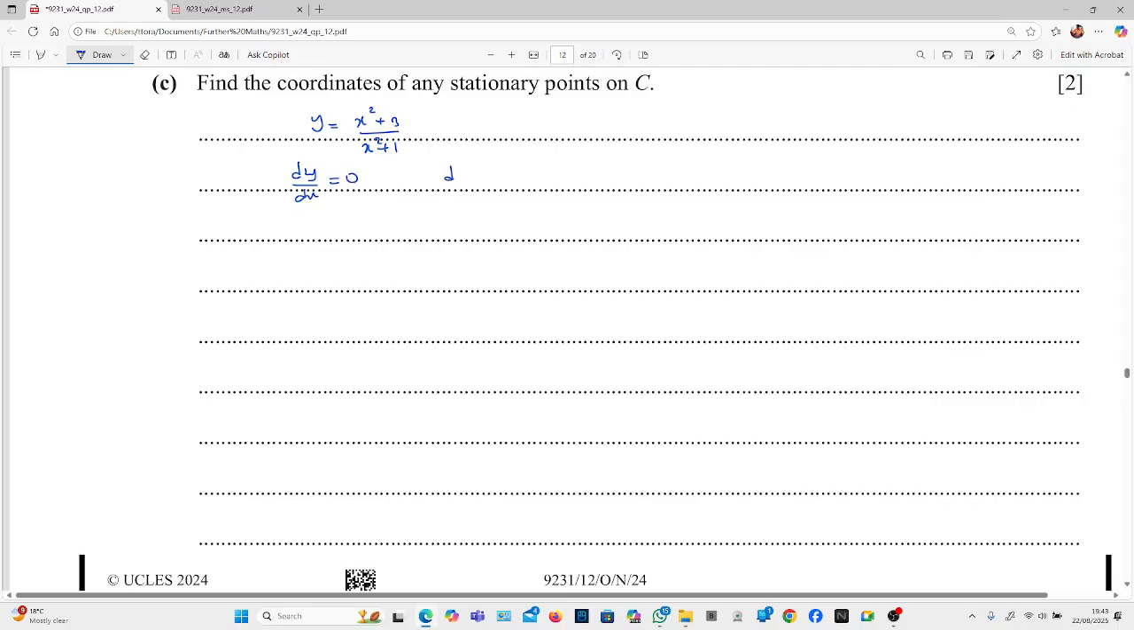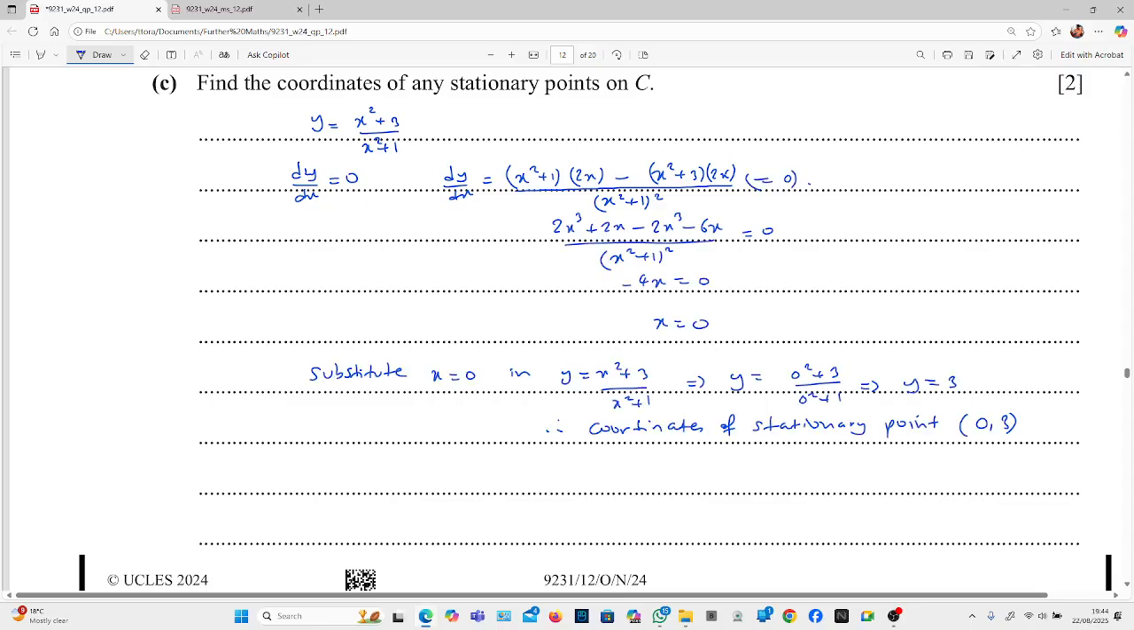If we do so, then dy/dx is going to be equal to (v du/dx − u dv/dx) over v squared. So v is x squared plus 1, times d/dx of u, which is 2x, minus u, which is x squared plus 3, times d/dx of v, which is 2x. We can see the 2x is common, but then again divided by v to the square, so that's (x squared plus 1) squared, and all of that should be equal to 0. Now we're going to simplify this, and so it leads to all of that equation over here, and we get x is equal to 0.